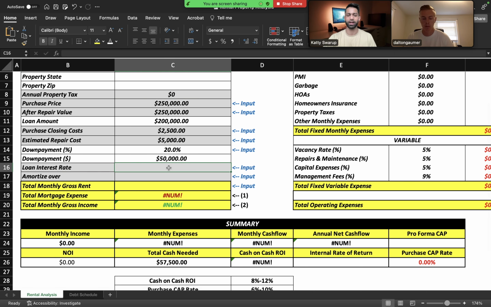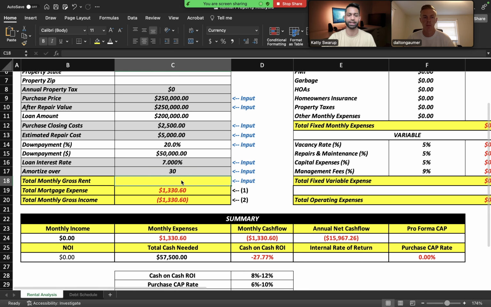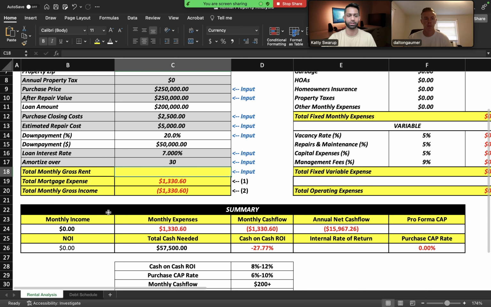Now, interest rate, obviously in the current environment, interest rates are running really high. So typical interest rate, Dalton, would be around 6 to 8%, I'm assuming, on a conventional loan. Absolutely right on. So let's just put in 7% here and amortize over, so that's your terms. Are you doing 15 years, 30 years, 10 years, whatever the case may be? Most conventional loans are 30 years. We're going to put that in. And now automatically it calculates your monthly mortgage expense.